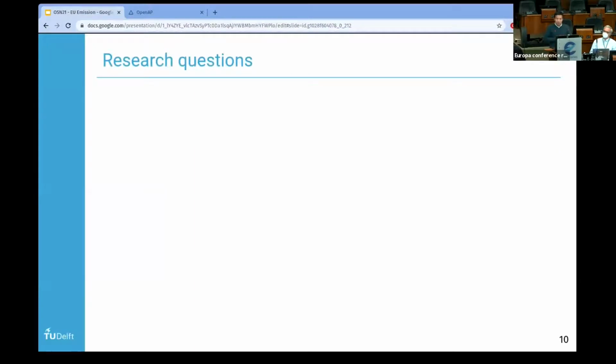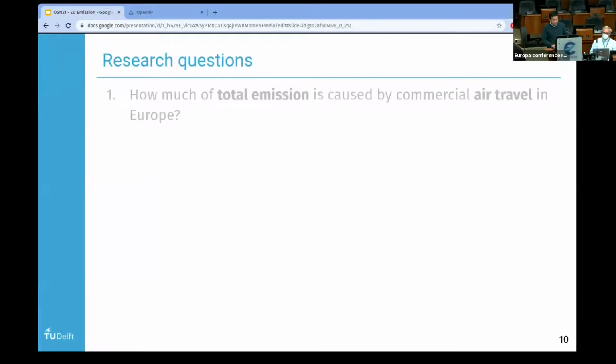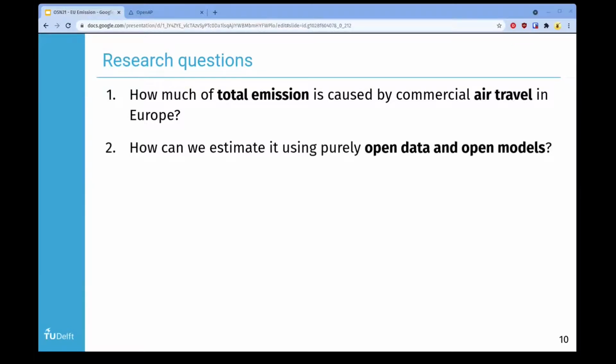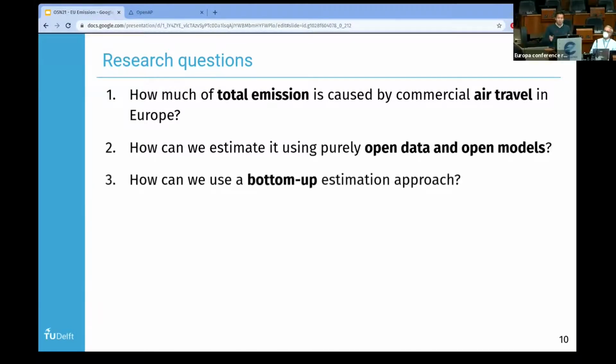For this paper, about 1 year ago, Irene and I went together and we said, one of the first questions we want to address in this research lab is, how much of the total emission is caused by commercial aviation in Europe? The follow-on question is, how can we assess this emission using fully open data and open models? And third, can we use a bottom-up approach? That is, by calculating individual emission from individual trajectories, and then summing it up to come to a conclusion of the emission over Europe.